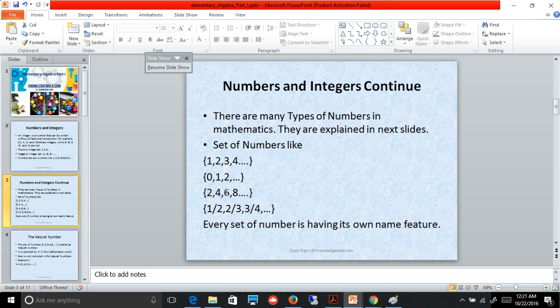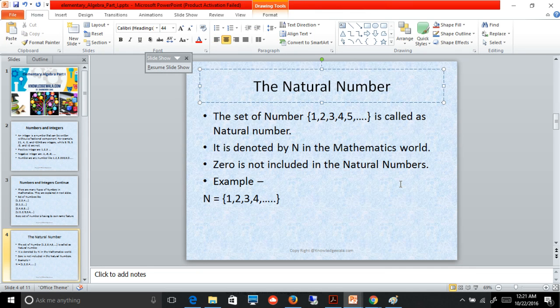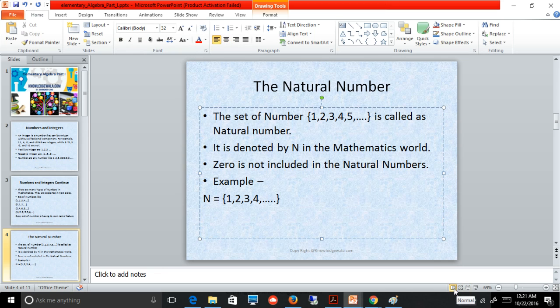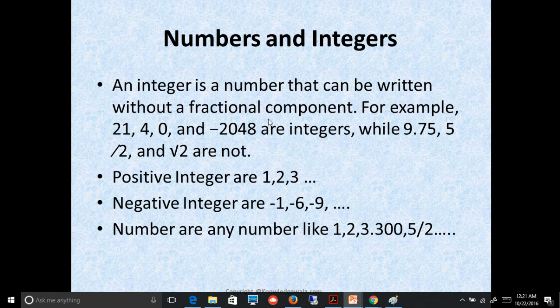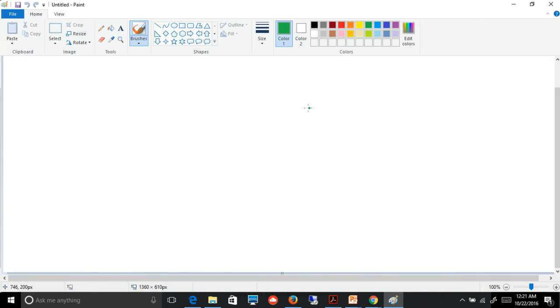And every set has its own name. So we will study the fourth slide. What is the fourth slide saying? The fourth slide is about natural numbers. So what are natural numbers? A set of numbers including 1, 2, 3 and so on is called natural numbers. If you remember your counting, counting is nothing but your natural numbers. Remember, natural numbers are represented using the alphabet N. In many questions and in many books, and maybe in the future when we study some other topic, we will use this denotation.